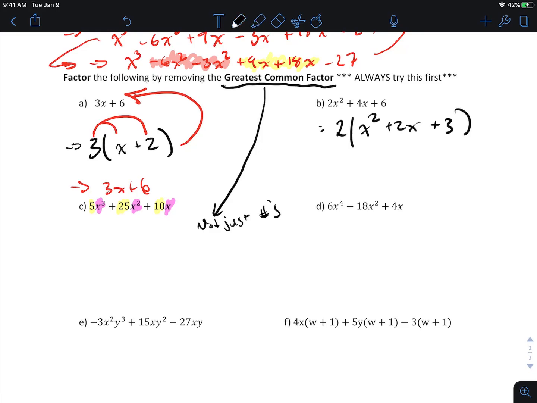So my greatest common factor in this question, if I were to write it off the side, is going to be 5x. So I want to write down what's left after I take 5x out. Okay, 5x is what I'm taking out because that's my greatest common factor. That's what I visually see is in all three of them. And then I write what's left afterward, right? So I'm going to get x squared plus 5x plus 2.